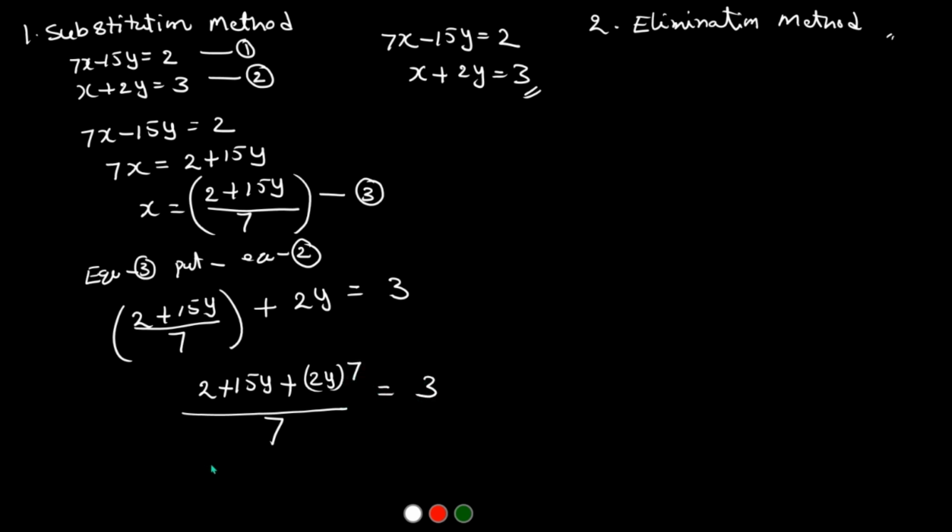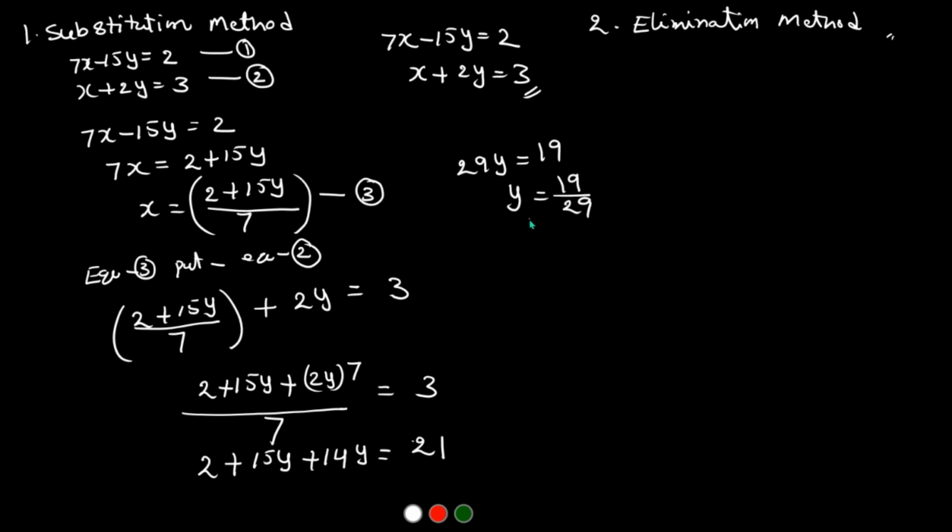Further simplifying this, 2 plus 15y plus 14y is equal to, we send this 7 to this side, 21. Then simplifying this equation, 15 plus 14 is 29, so 29y is equal to, sending 2 to the other side, 21 minus 2, that is 19. So we have y is equal to 19 by 29.